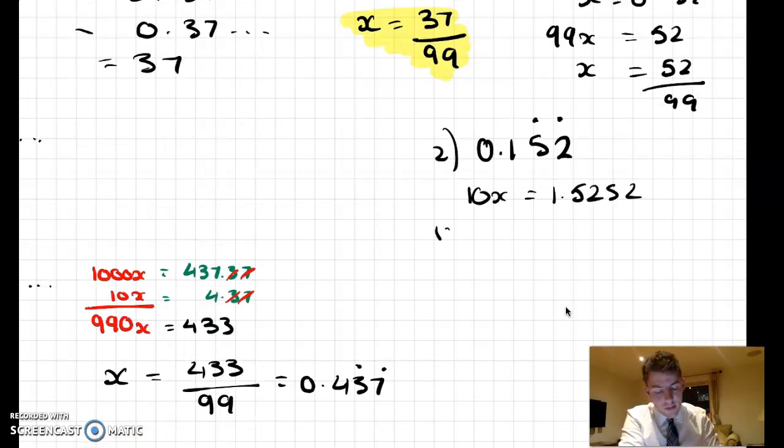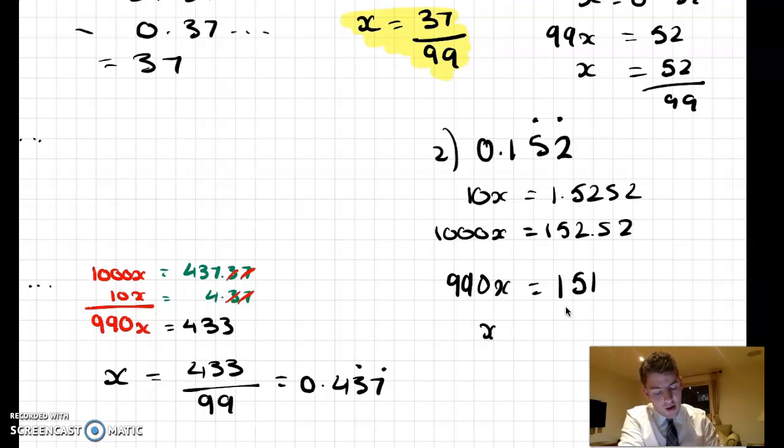And this one here, you've got 10x equals 1.5252, 1000x equals 152.52, sorry, typo. Take them away, 990x equals 151, and therefore x is 151 over 990. Always good to double check. Yeah, that's good to me.